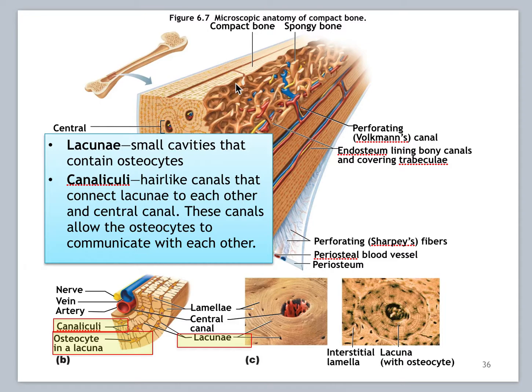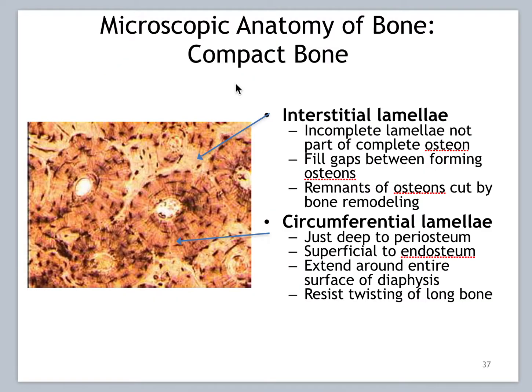This is just information I've already told you, but it's also included in the slides with these bullet points outlined in blue. There are two different types of lamella. Lamella is basically layers of bone. There's circumferential lamella, which provide the circular structures, and the bone in between the circular structures is called interstitial lamella. Interstitial lamella fills the gaps between the forming osteons.